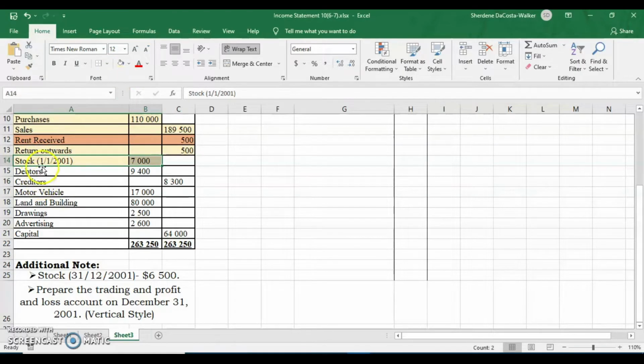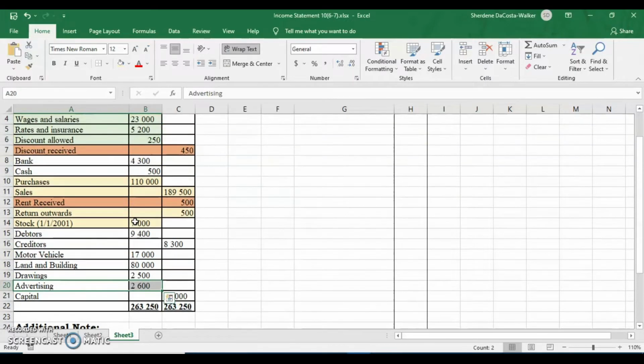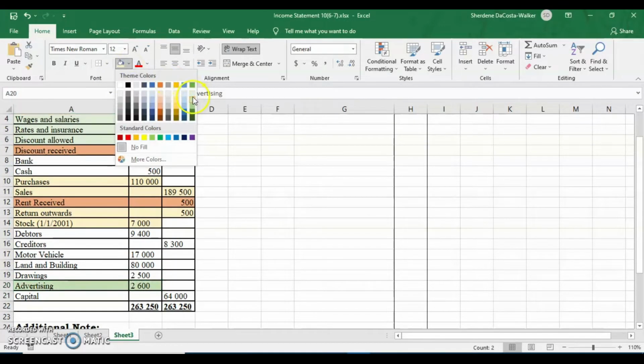Debtor and creditor are a part of my balance sheet, and so they are not needed. I'm not going to put them in my income statement. So I skip over motor vehicle, land and building, and drawings. These are all a part of my balance sheet. These are assets or liabilities, as well as the reduction in your capital figure, which is drawings. So you're going to leave those. Advertising is an expense, so let me add a color for my expense.